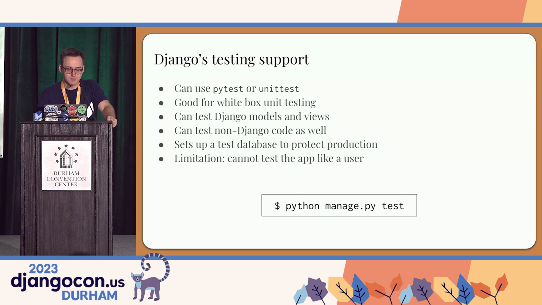And so you can test Django models and views with the test client. And you can also test non-Django code as well, right? Because it's all part of the same PyTest or unit test suite that you're developing. Like I mentioned before, one of the really nice things is you can set up a test database so you're not hitting your production database when you run your tests. But the big limitation, like I said, is that it's going to be primarily white box.